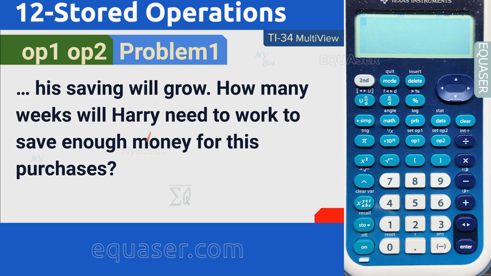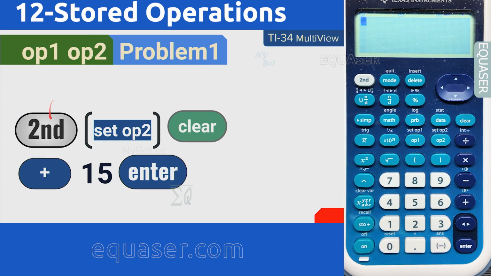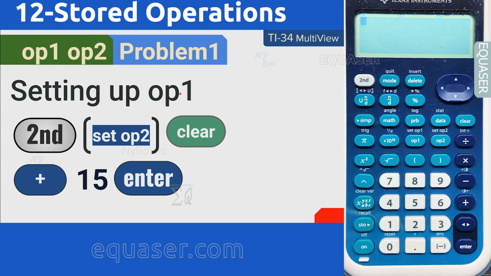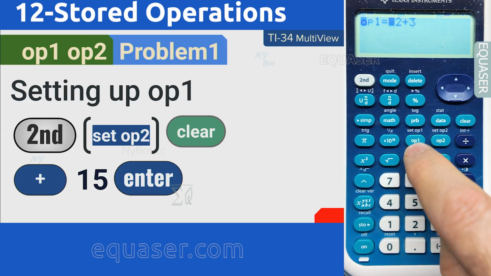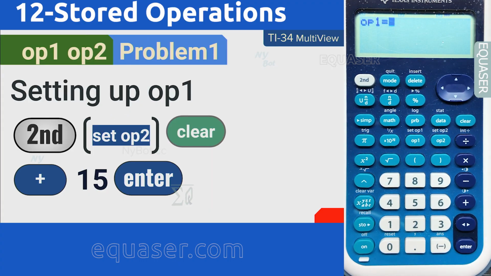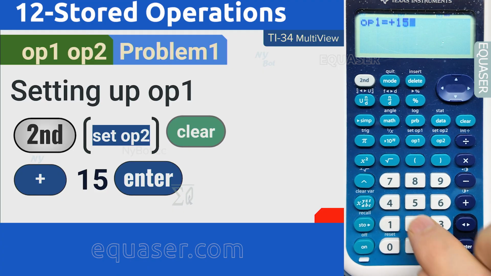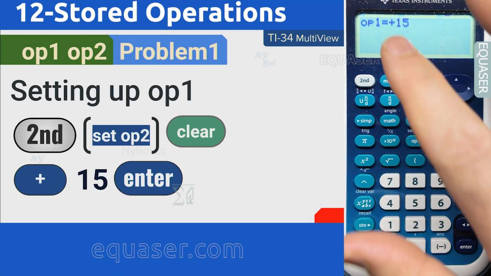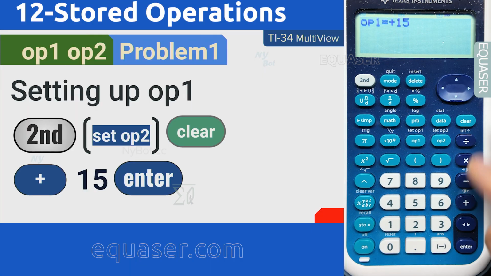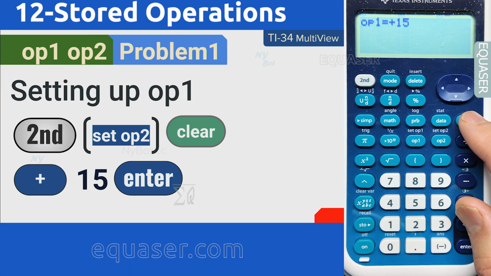How many weeks will Harry need to work to save enough money for his purchases? So first, let's set it up as an op1. Press second function op1, press clear to clear it, and then plus 15. That is the number that he is earning. Press equal or enter to exit.